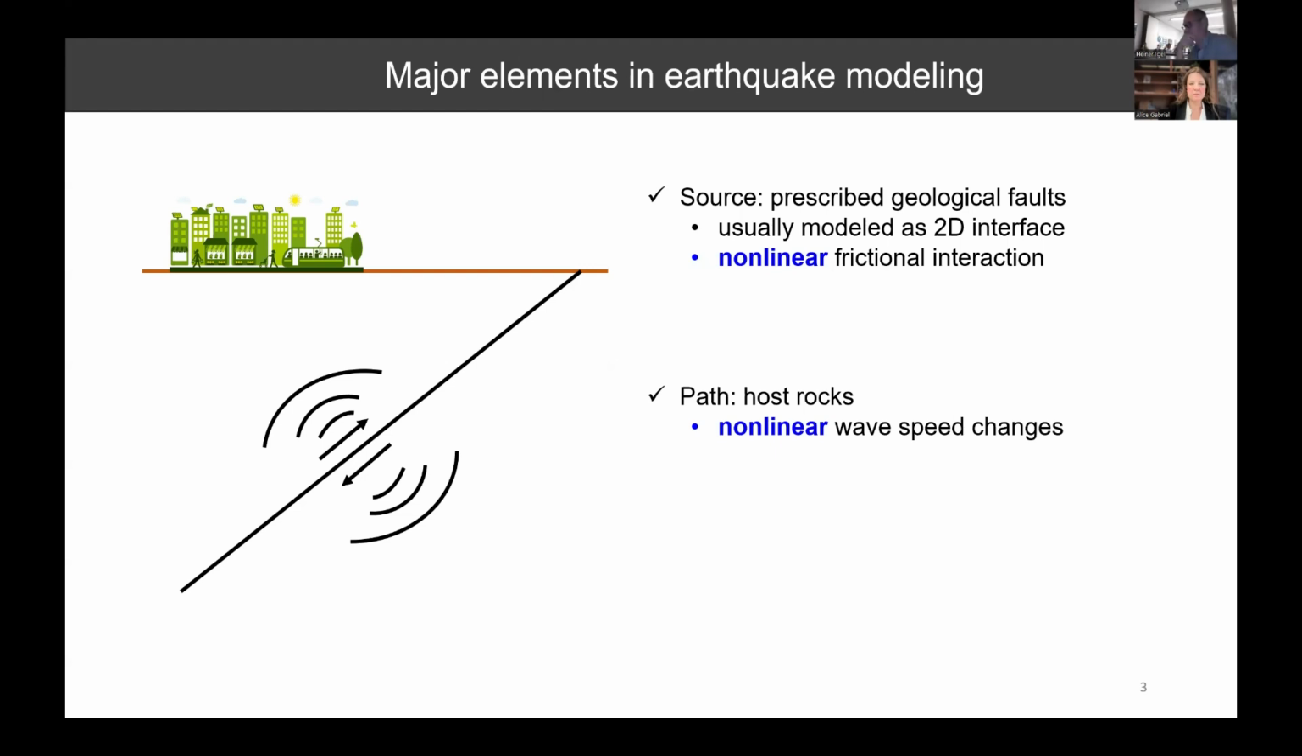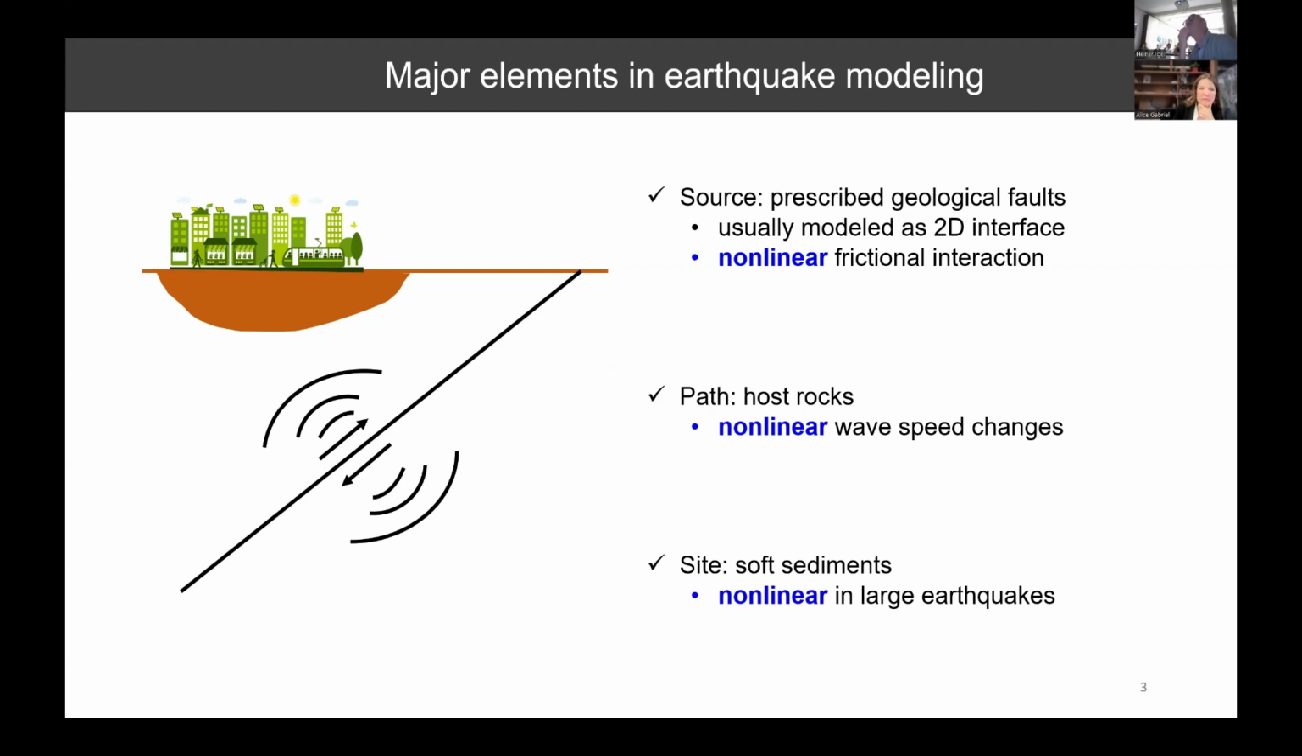And as the waves are transported into the surrounding rocks, they radiate as seismic waves. In this process, we can expect to see nonlinear wave speed changes, and that's also one of the nonlinearities that we can expect. In the end, the waves reach closer to us where we have very soft sediments. There, because of the low wave speeds, the wave field is amplified. Therefore, we will see stronger nonlinearities because of larger deformation of the soils. And that's all the nonlinearities that we can expect.